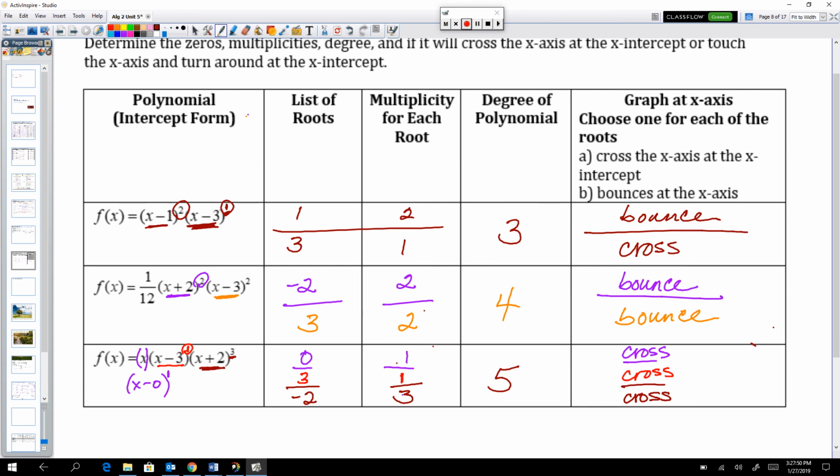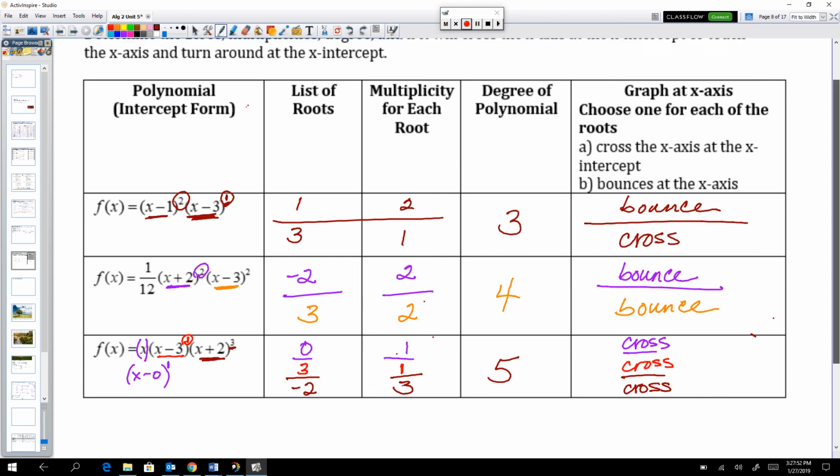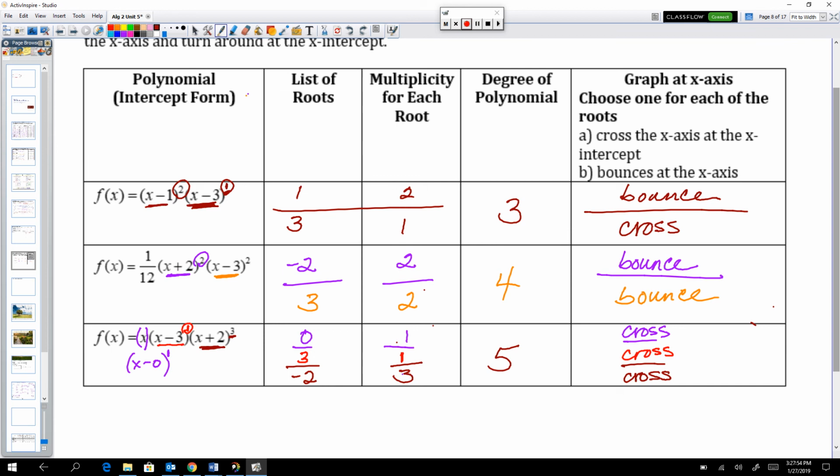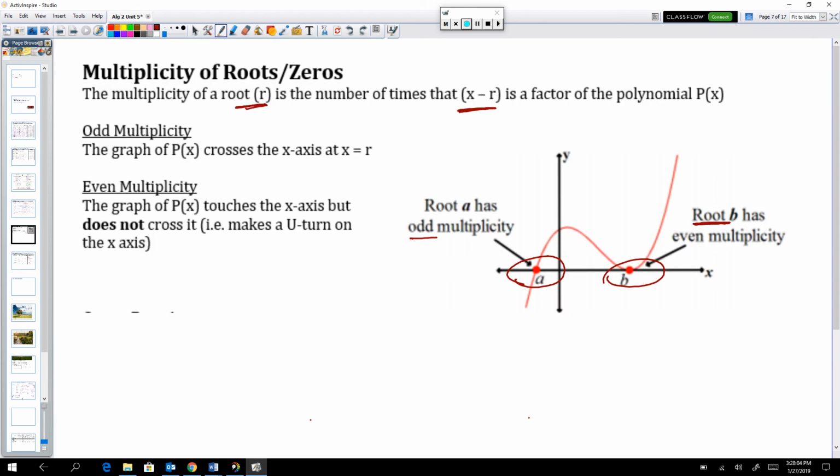And so you will see this play out. I would definitely play with these. I would put them into Desmos. These are great examples to put into Desmos to see how these play out at the axis. Cut-throughs, like I said back here, will cut straight through the axis. That's a multiplicity of 1. That factor must have had a power of 1 on it.